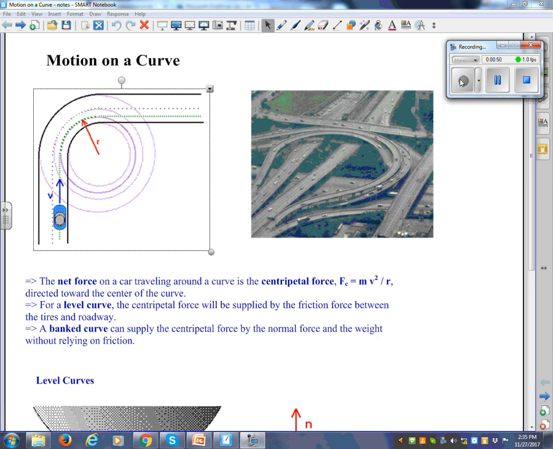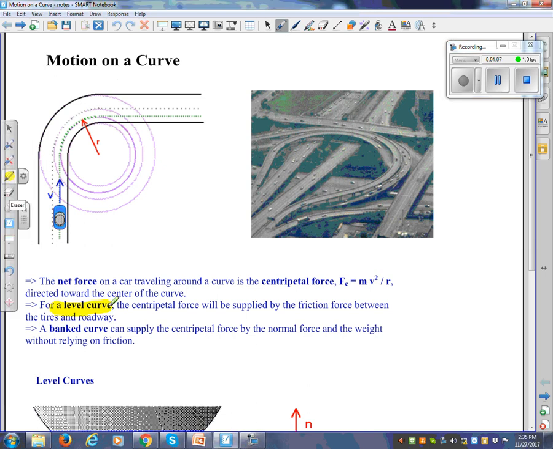Okay, so the net force traveling around a curve is the centripetal force, Fc, which is equal to mv squared over r. And it's directed toward the center of the curve. For a level curve, the centripetal force will be supplied by the friction force between the tires and the roadway. So that's a key point right there. For a level curve, the centripetal force is simply the friction force. As you go around the curve, it's friction that pushes you towards the center. And a banked curve can supply the centripetal force by the normal force and the weight without relying on friction. So it's a different scenario.